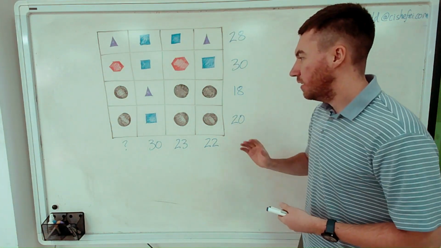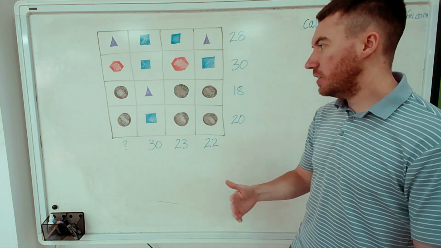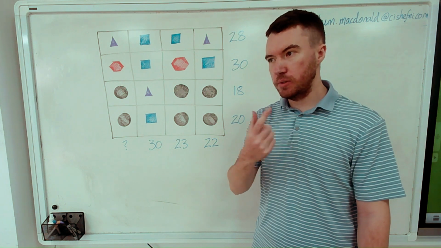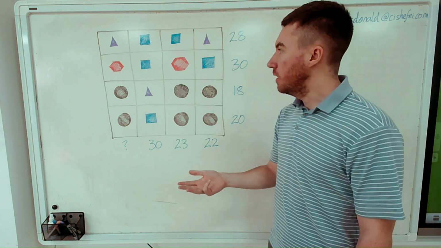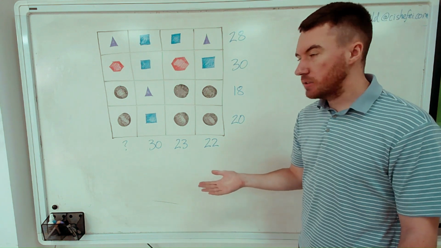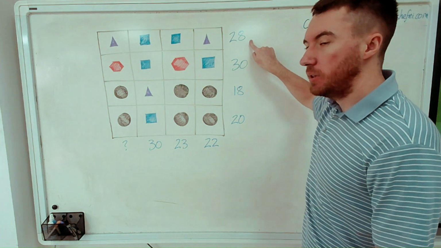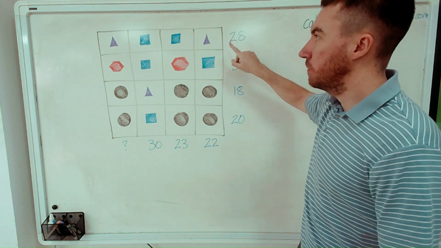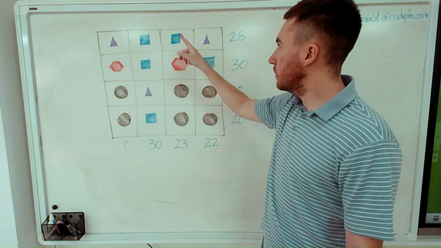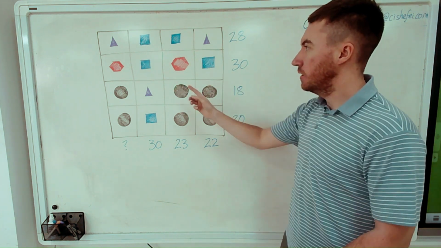Okay, good morning. In this problem, it's a level up from the simple ones that we solved in the last video with triangles, squares, and circles. This is a full grid, and essentially it's saying this row added together is 28, which would be a purple triangle, a blue square, another blue square, and another purple triangle add up to 28.